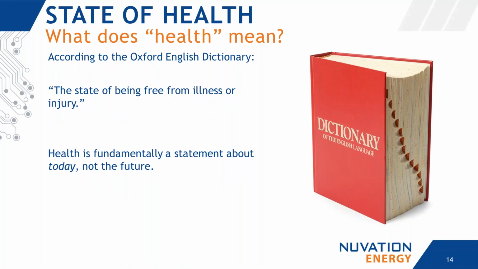So this is an area where even just a dictionary definition of health can help us out. According to the Oxford English Dictionary, health is defined as the state of being free from illness or injury. So health is fundamentally a statement about today. It's not a statement about the future. And when we come to battery systems, it's actually the same thing. Battery SOH is about how your battery is performing today, not about predicting how long it will last or how it will perform in the future.